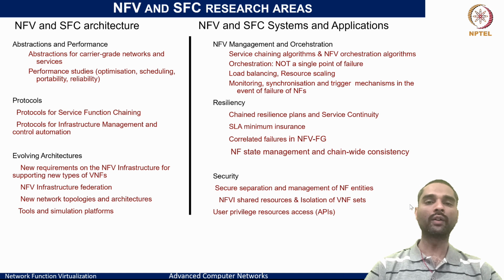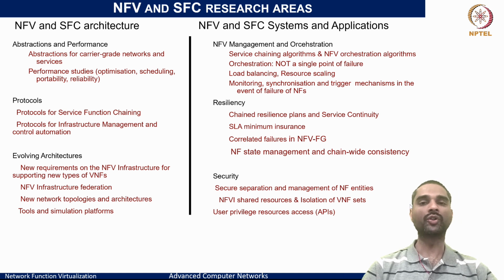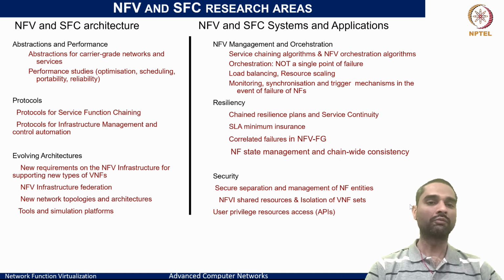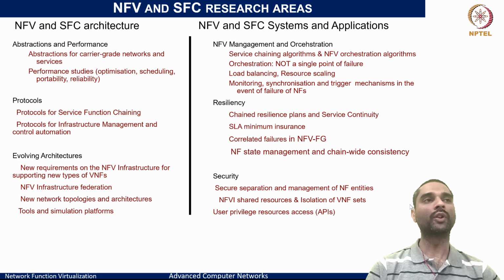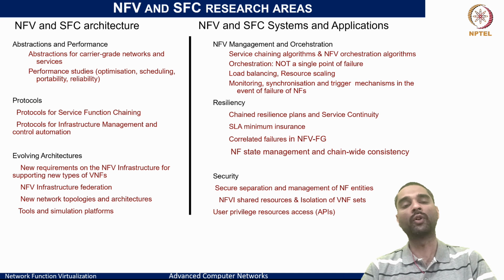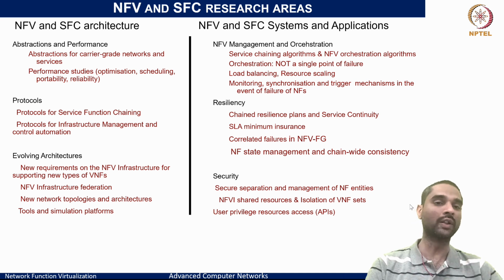Let us look at NFV and service function chaining, put together as network services. What are the core research areas? The first and foremost, when we think of NFV or SDN, it is again abstractions that we are trying to build. And with abstractions, we also want to ensure that the performance criteria is not affected. So abstractions and ensuring performance-oriented abstractions is a key aspect.